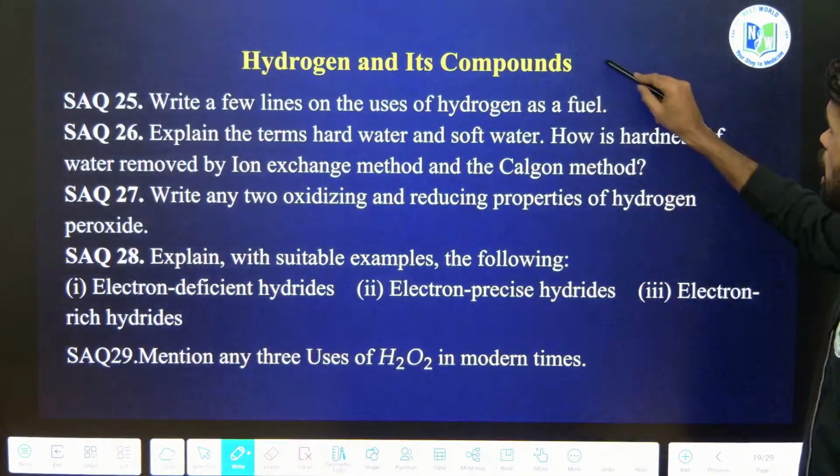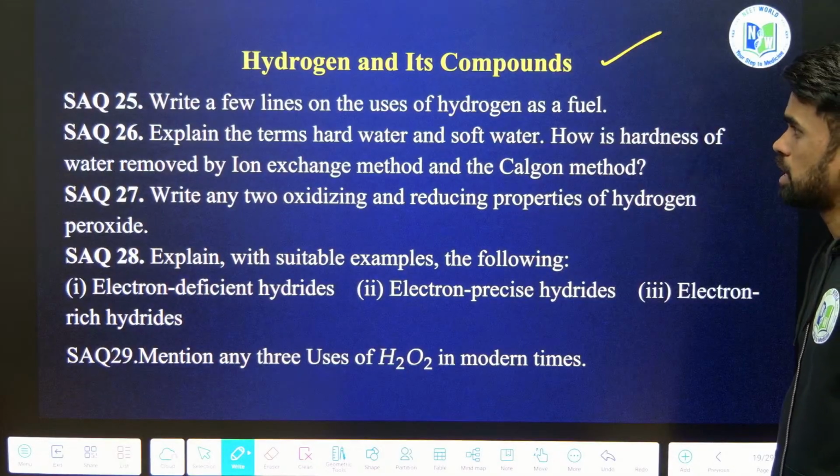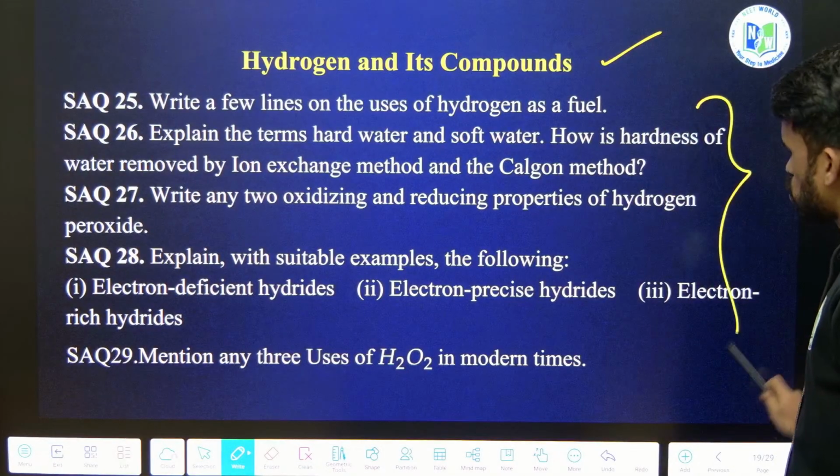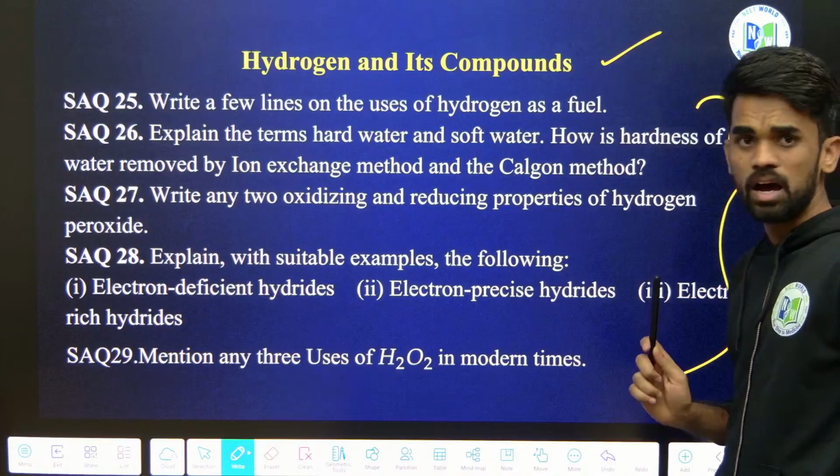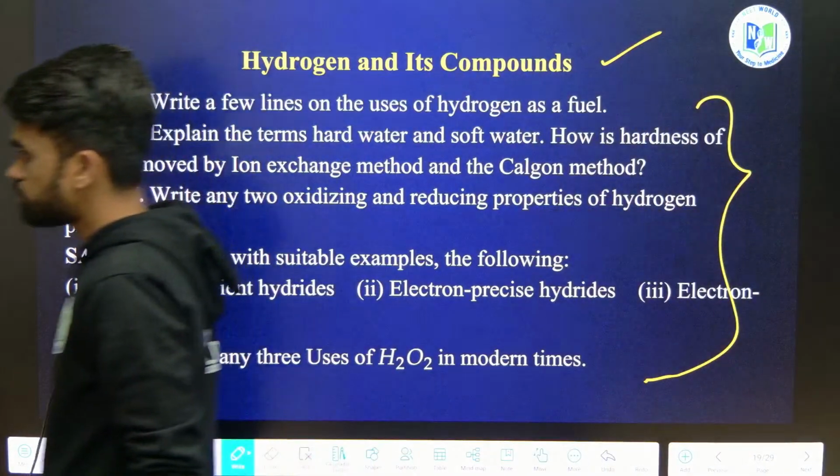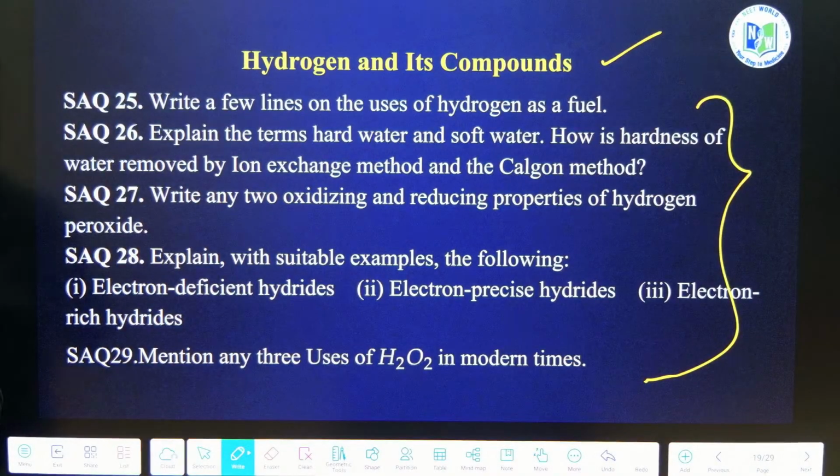And the next, hydrogen and its compounds. Again, take a screenshot of all these questions, we are going to discuss them in the upcoming sessions, for hydrogen and its compounds also.